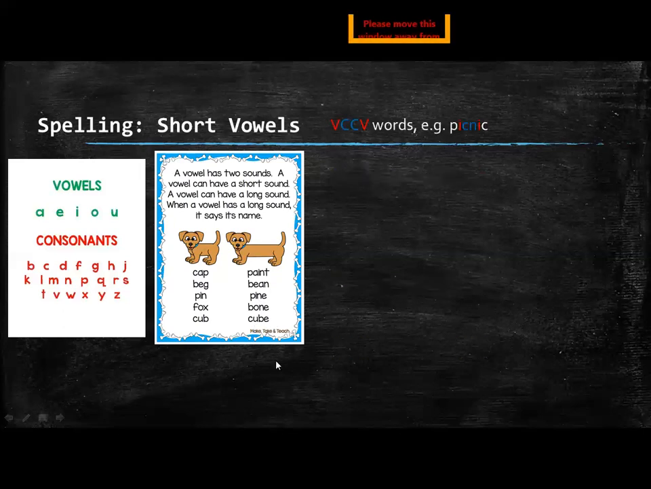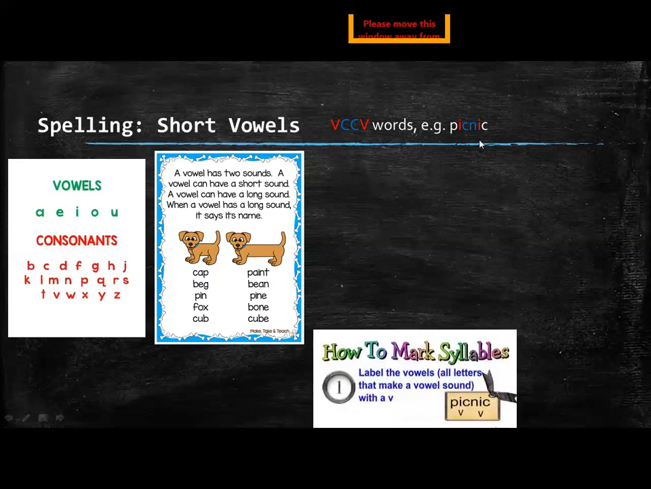Now, we're also going to look at some VCCV words, okay, which simply means that some words, this will help you spell and read these words out, have this pattern of a vowel, a consonant, and then again a vowel. For example, the word picnic. So how do I read this word? P-I-C, and then you stop. So you break this word into two. P-I-C, pic, N-I-C, nic. Picnic, and then you join them together. These are your VCCV words.